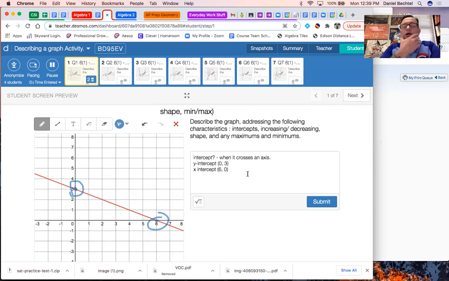Now, we're going to talk about increasing or decreasing. Some graphs, like this line, are really easy for us to talk about being increasing or decreasing because they go specifically in one direction. This one goes in this direction. Now tell me, is this increasing or decreasing? What do you think?